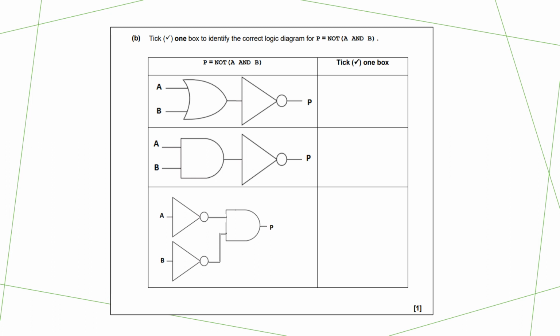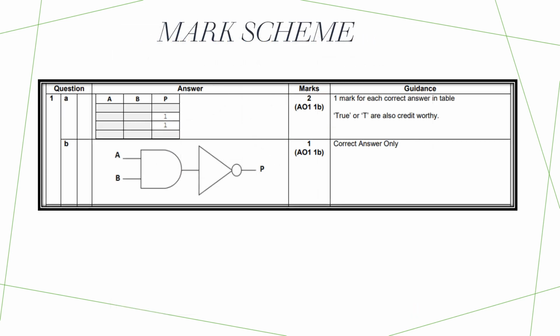Then we're going to check on the mark scheme, and you'll be able to see whether you got those questions correct or not. Okay, so here is the mark scheme for 1A and 1B. You can see that there is only one correct answer for both. You need to have 1, 1 as the only possible answer for the first one.